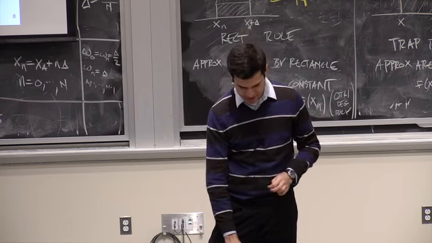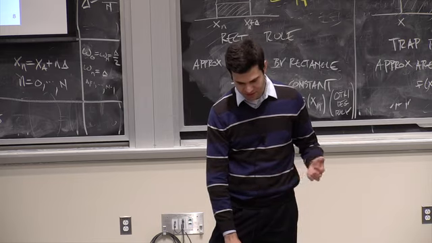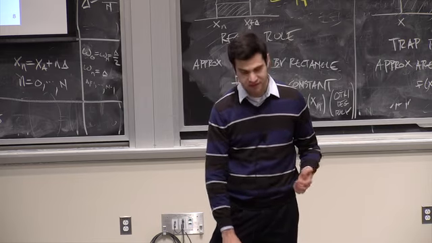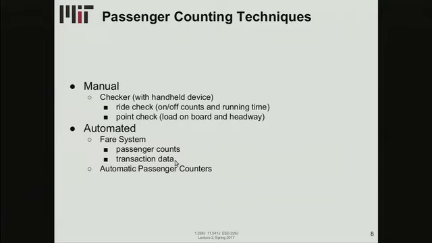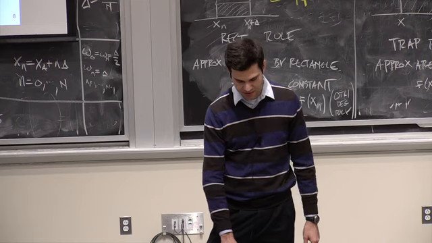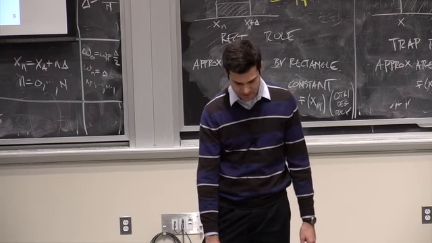Okay, with automated data collection systems, with a fare system, we have passenger counts, we have transaction data, which is very rich. It'll tell you not only that somebody is entering or exiting, but also how much they're paying. Sometimes information about the fare product type, which might help you infer if this person is a senior or a student or a frequent user or an infrequent user. So many things that are very useful for planning, and we'll get to play with some of these later in the course. And then there's automatic passenger counters, APC.